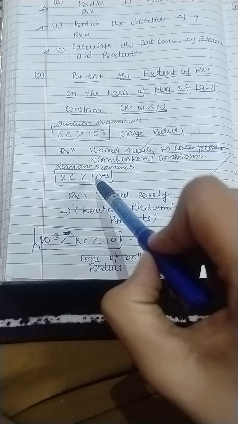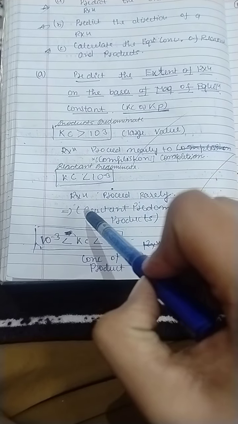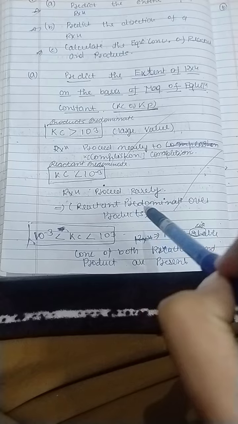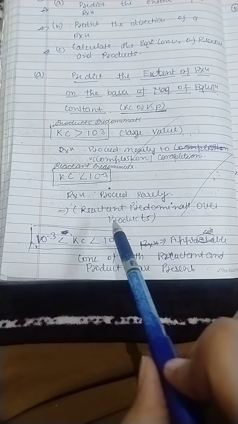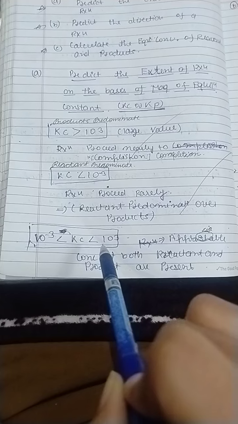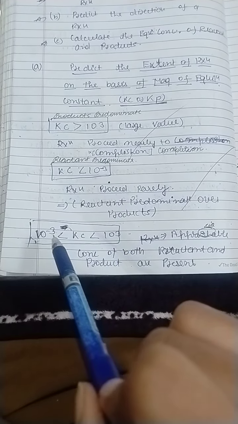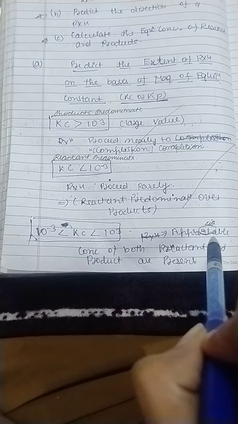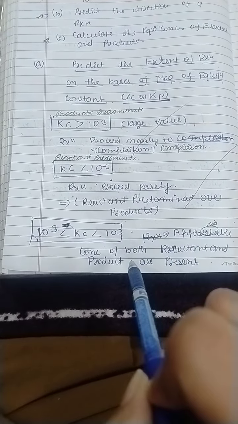The next is Kc less than 10 to the power minus 3, meaning the reaction proceeds rarely. Also we can understand that reactants predominate over products. And if the value comes in between these two, 1000 and 1 upon 1000, then we have to understand that Kc has appreciable concentrations of both reactant and product.